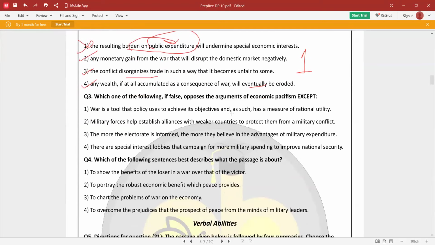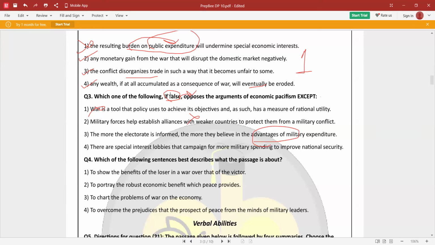Now, which of the following is false? Opposes the arguments of economic pacifism, except. So which of the following, if false, opposes the arguments of economic pacifism, except. War is a tool that policy uses to achieve its objective, and as such has a measure of rational utility. That idea has not been given. Military forces help establish alliances with weaker countries to protect them from military conflict. No. The more the electorate is informed, the more they believe the advantages of military expenditure.